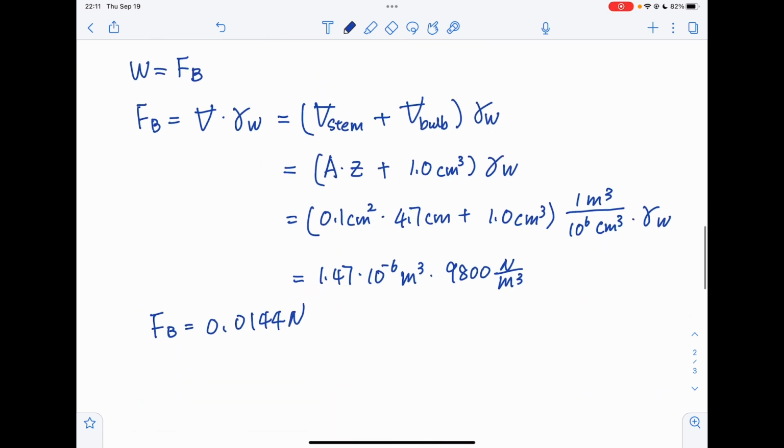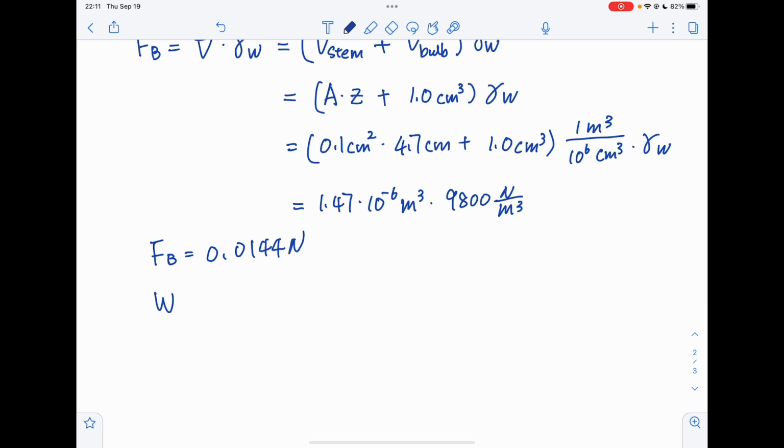Therefore, the weight of the hydrometer is also 0.0144 Newton.